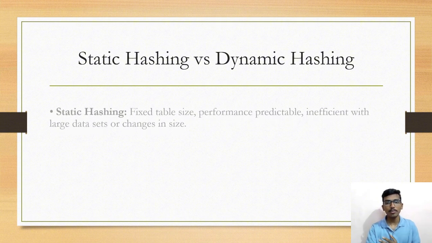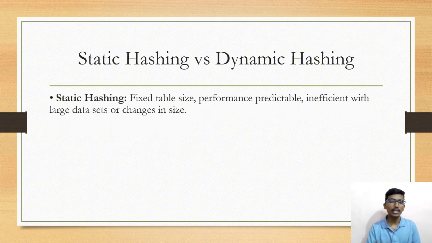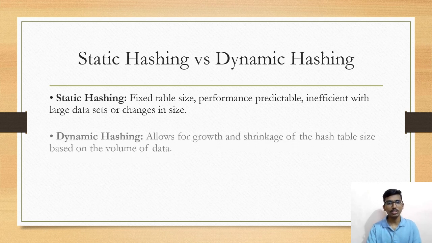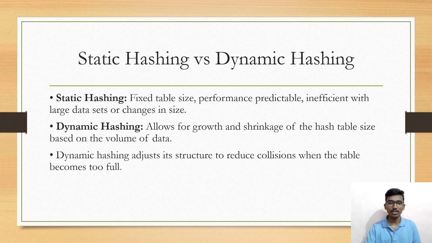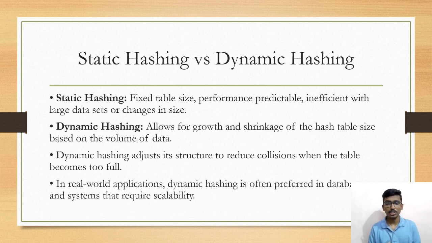Static hashing versus dynamic hashing. Static hashing: fixed table size. Performance is predictable, but inefficient with large datasets or changes in size. Whereas dynamic hashing allows for growth and shrinkage of hash table size based on the volume of data. Dynamic hashing adjusts its structure to reduce collisions when the table becomes too full. In real world applications, dynamic hashing is often preferred in databases and systems that require scalability.